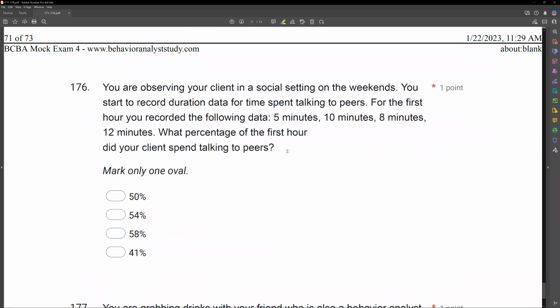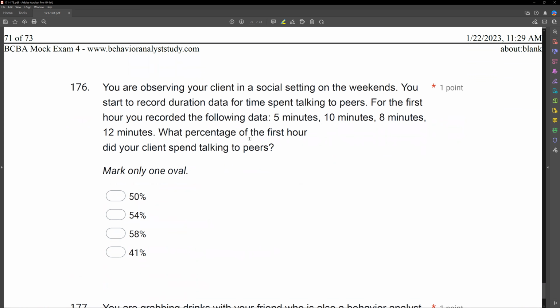176, you are observing your client in a social setting on the weekends. You start to record duration data for time spent talking to peers. For the first hour, you recorded the following data: 5 minutes, 10 minutes, 8 minutes, 12 minutes. What percentage of the first hour did your client spend talking to peers?